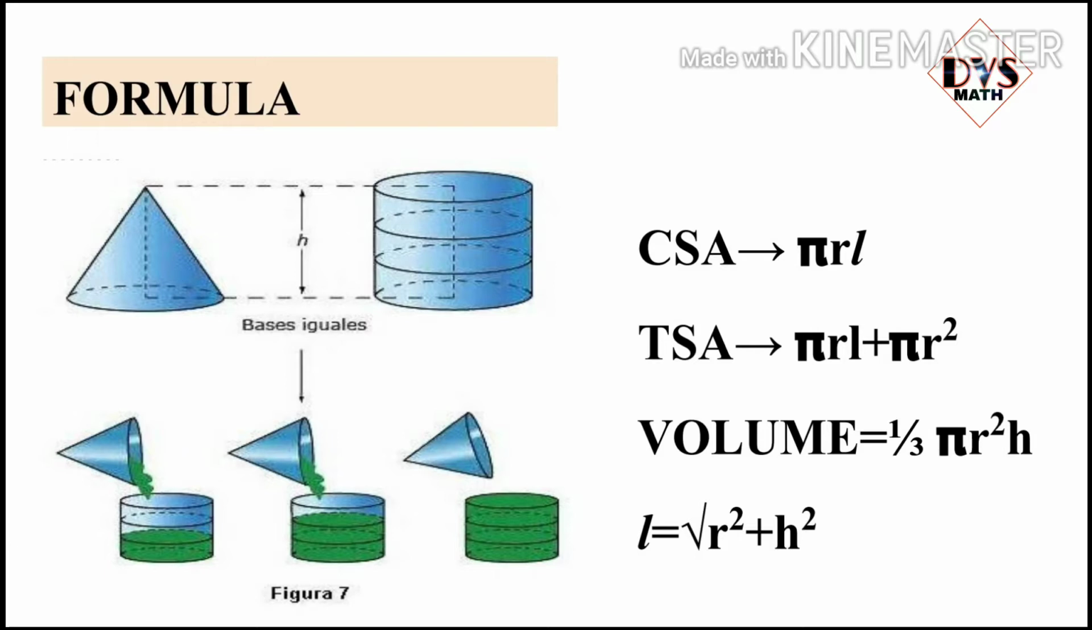Volume. If we consider volume, we can observe in the figure that 3 times of cone is equal to 1 time of cylinder. So you can take the volume as 1/3 of volume of cylinder. That means 1/3 of pi R square h. Here L, that is slant height of cone, can be calculated using the formula square root of R square plus h square. R is radius of the base of the cone. H is height of the cone.